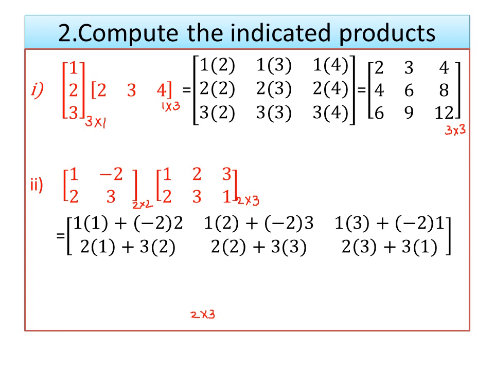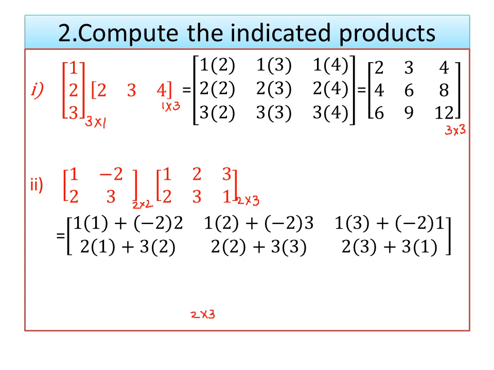We'll see the multiplication. First row to the first column elements 1 into 1 plus minus 2 into 2. First row to the second column 1 into 2 plus minus 2 into 3. First row to third column 1 into 3 plus minus 2 into 1.